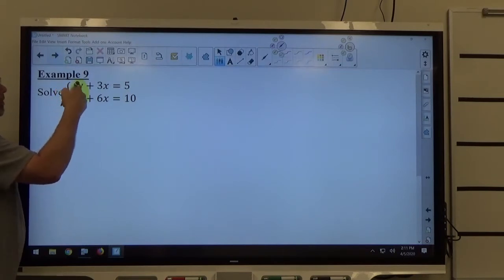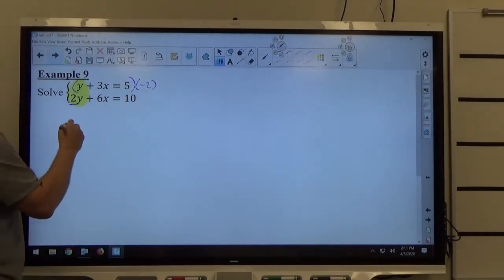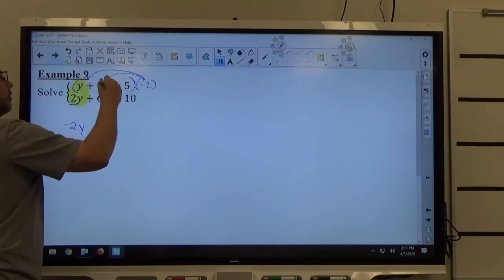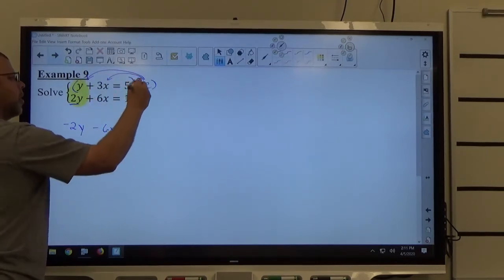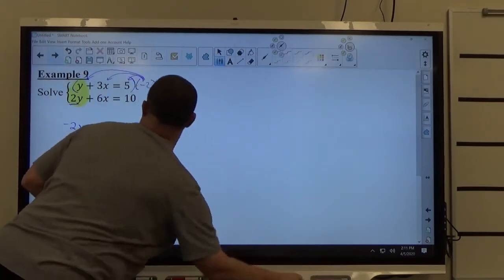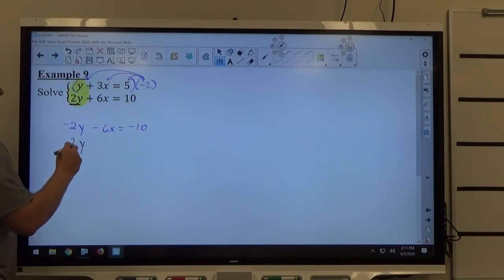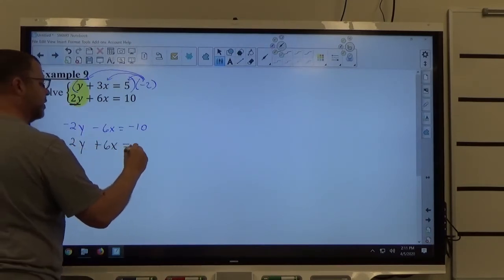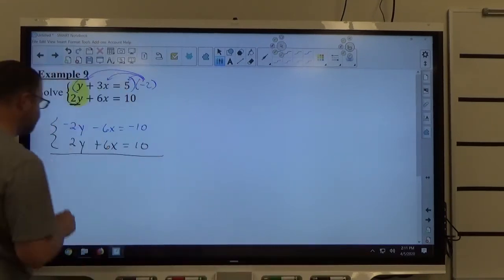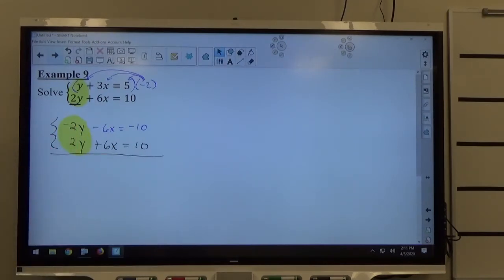All right, so this is positive 2y. I need this to become negative 2y for opposites to happen, so I multiply by negative 2. The top equation becomes negative 2y, and then negative 2 times 3x makes negative 6x, negative 2 times 5 makes negative 10. The bottom equation I'm not modifying because it already has the positive 2y we're looking for, so the bottom equation stays positive 2y plus 6x equals 10. And you can see with that multiplication that the y terms are opposite like I wanted them to be.